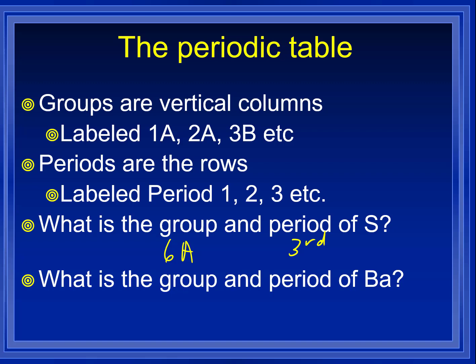So what is the group and period of barium? It's just a matter of knowing which one's a group and which one's a period. And the group was 2A. And the period, 6th. Period 6.